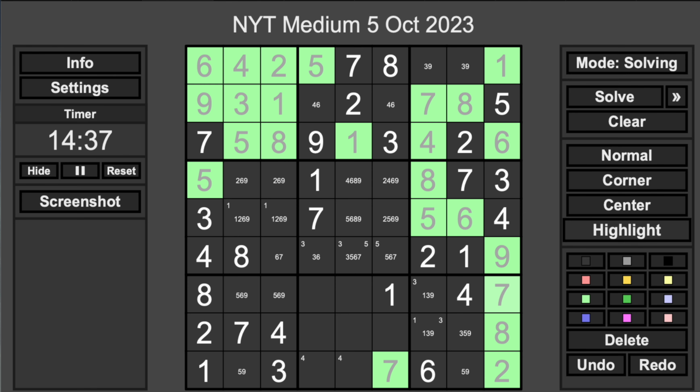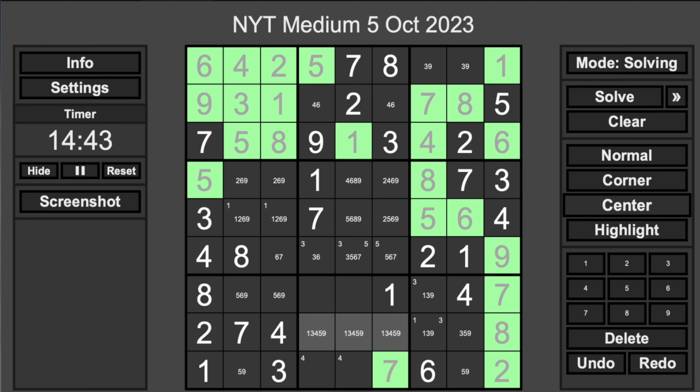I've got 2, 4, 7, 8. I need 1, 3, 5, 6, 9. That's not 1 or 5. None of these can be 1. That's not 9. That's not helpful. 1, 2, 3, 6, 7. We need 4, 5, 8, 9 for the rest of row 9.